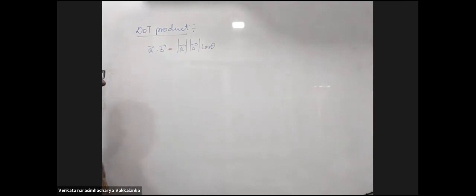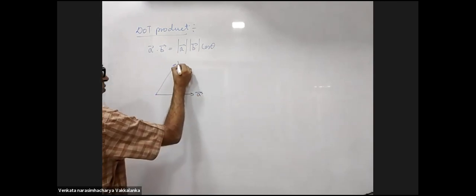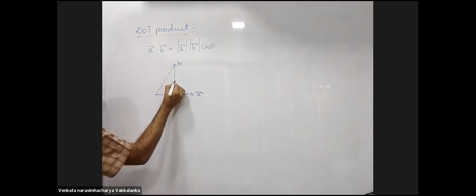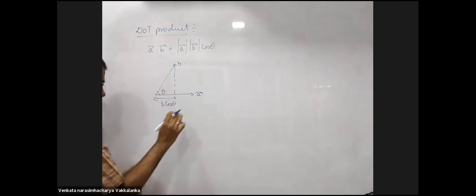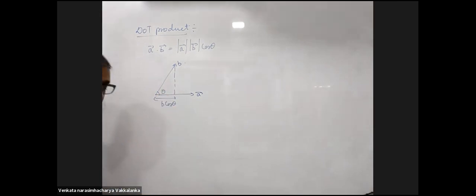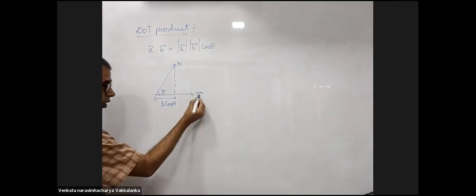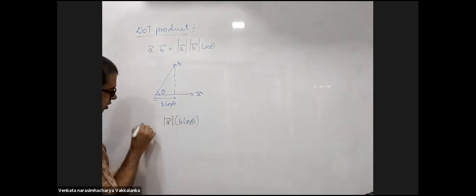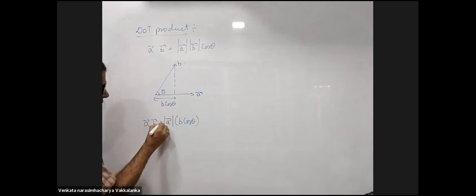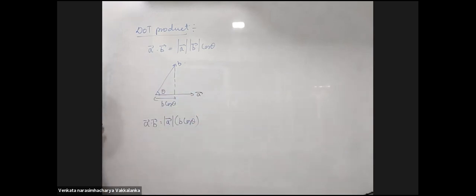Now, consider this. If this is A and this is B, projection of B on A will be B cos theta. First step, do you agree with this? Yes, sir. Now, magnitude of A into B cos theta is technically A dot B. Projection of B on A into the magnitude of A is A dot B.